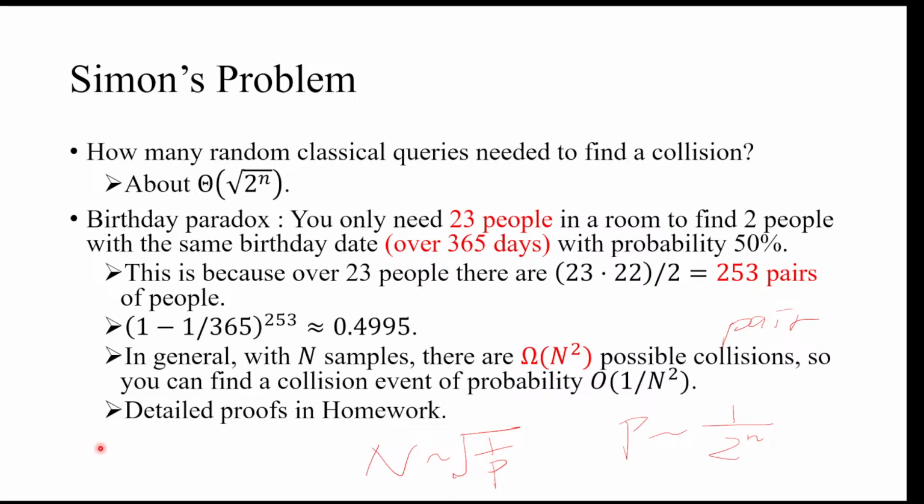But the short answer we want here is that for Simon's problem, with a classical algorithm, you need about the square root of 2 to the n. Okay, you need a theta square root 2 to the n number of queries to find the collision. Okay, so that's Simon's problem.